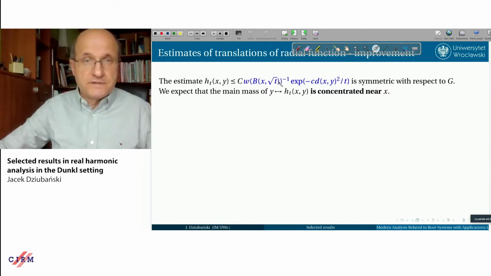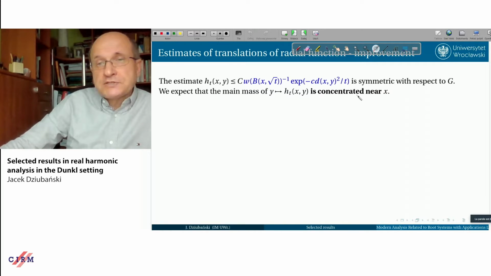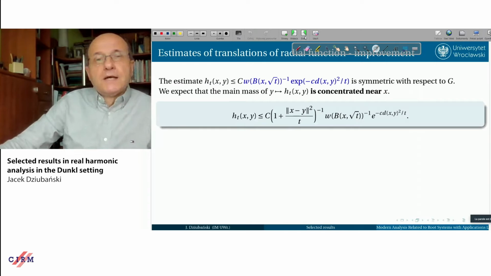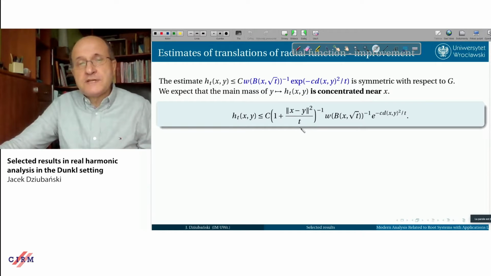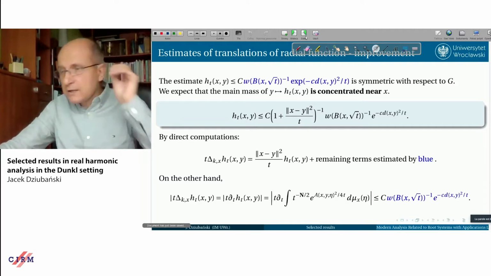The estimates of this type are very symmetric as far as the action of the group G is concerned, so we do not see any difference. But we may expect that, if x is fixed, the main mass of the function should be concentrated near the point x. In fact, this is true, and we may improve the estimates by adding a factor which has Euclidean distance. So when t goes to 0, from this we easily conclude that, if x is fixed, the whole mass should be concentrated nearby x. Okay.